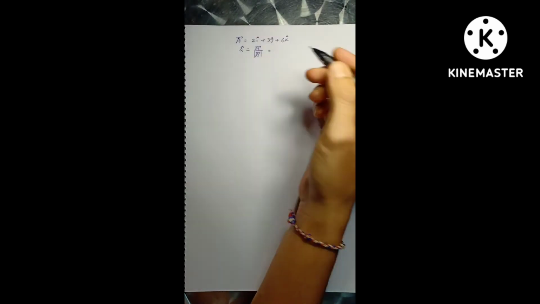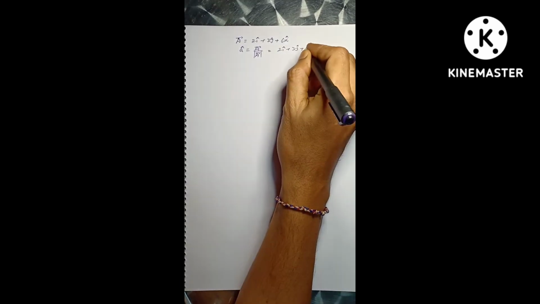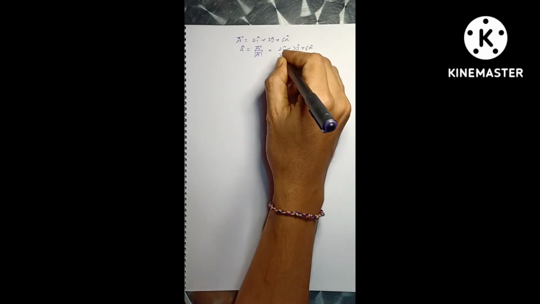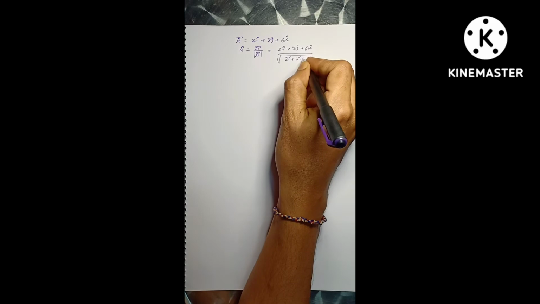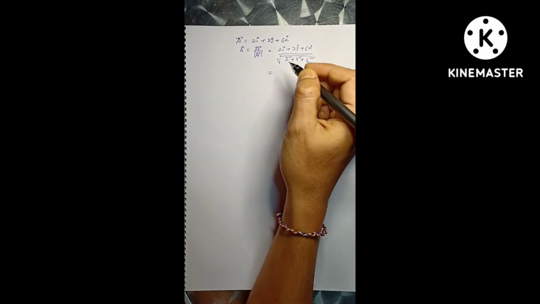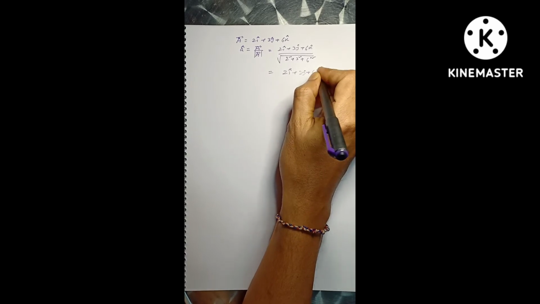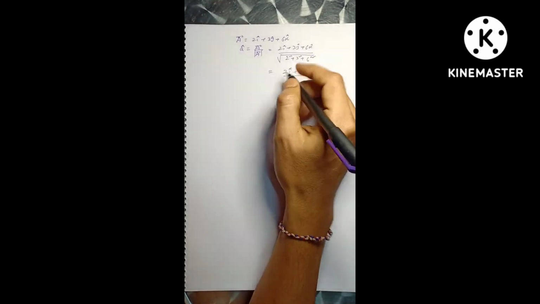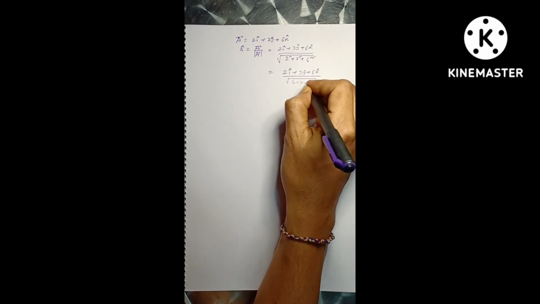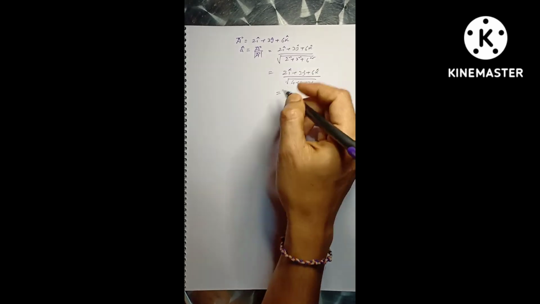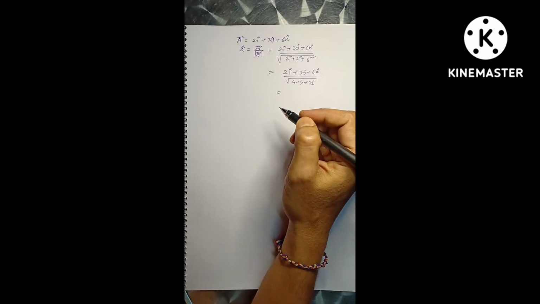So just substituting these values, 2i cap plus 3j cap plus 6k cap divided by mod of a, root of 2 square plus 3 square plus 6 square, equals 2i cap plus 3j cap plus 6k cap divided by, just summing all these values, 4 plus 9 plus 36, and we get the unit vector a cap.